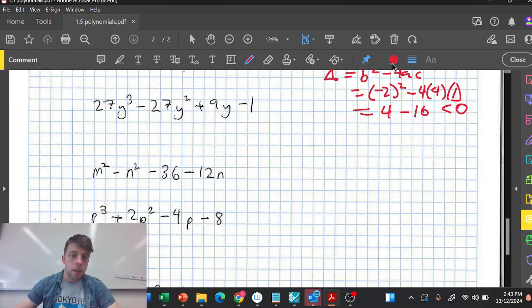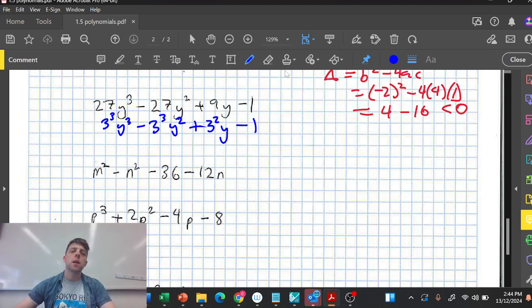So can we look for any patterns in this one here? It's not immediately obvious with a question like this, but let's see if we can simplify it. I see 27s and 9s. They're all powers of 3. So why don't we write this as 3 cubed y cubed minus 3 cubed y squared plus 3 squared y minus 1. Just because we know 27 and 9 are powers of 3, we know we can do that.